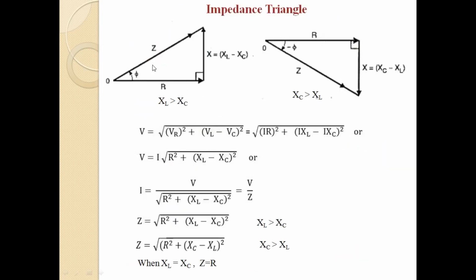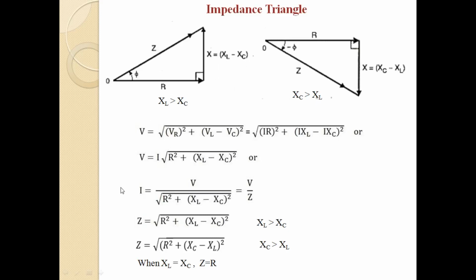Now if you consider the impedance triangle as we have seen in case of RC and RL circuits, here you can see that this is the total impedance, this is the resistance and this is the reactance. And in both cases here you can see that three conditions are there. In two conditions, XL greater than XC and XC greater than XL, the impedance triangles are shown here.